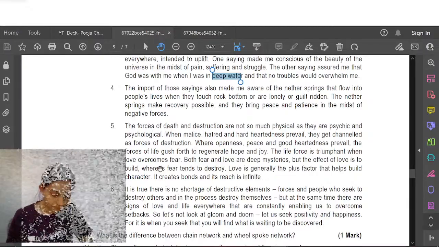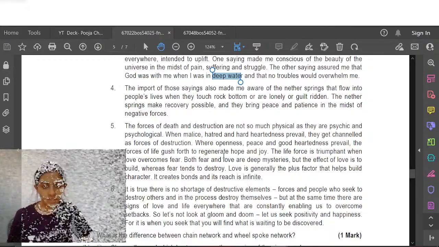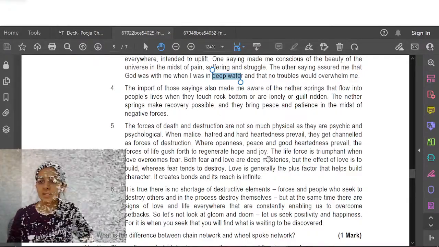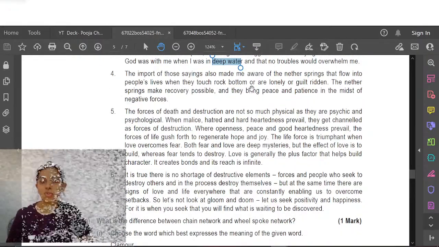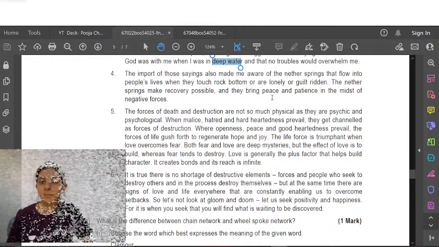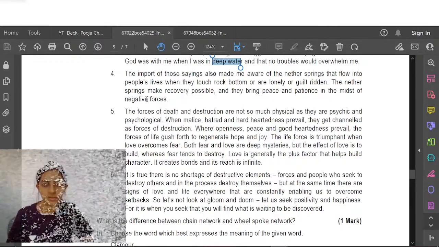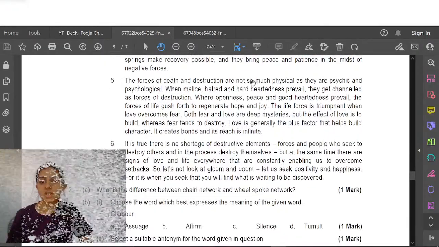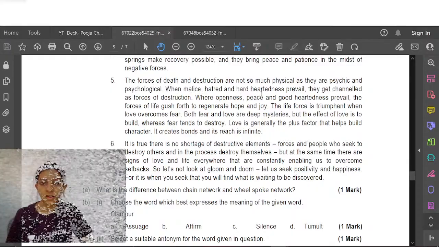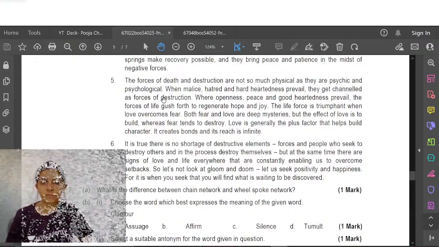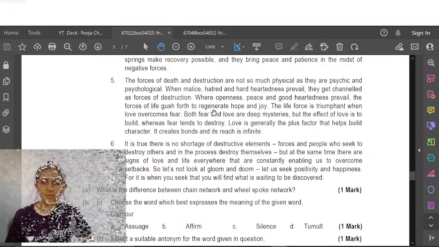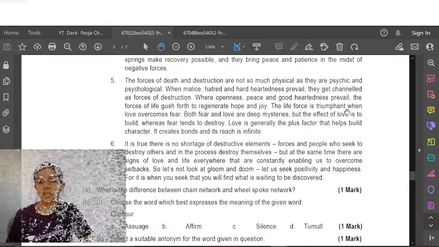Okay, continuing. The import of these sayings also made me aware of the nether springs that flow into people's life when they touch rock bottom or are lonely or guilt-ridden. The nether springs make recovery possible, and they bring peace and patience in the midst of negative forces. The forces of death and destruction are not so much physical as they are psychic and psychological. When malice, hatred, and hard-heartedness prevail, they get channeled as forces of destruction. Where openness, peace, and good-heartedness prevail, the forces of life gush forth to generate hope and joy. The life force is triumph.